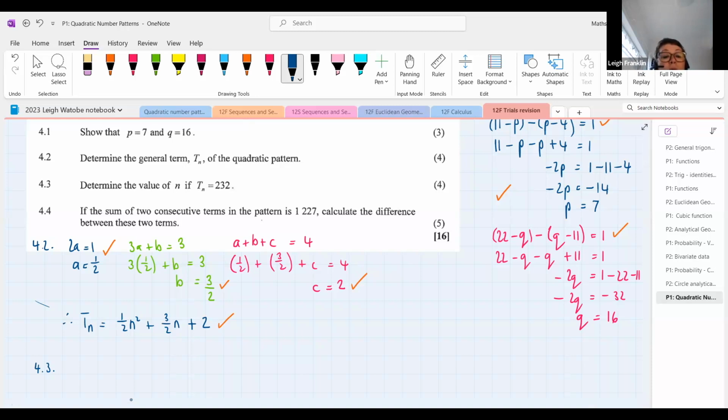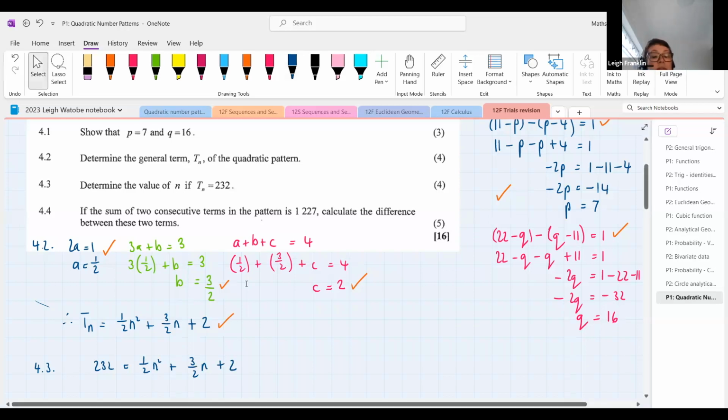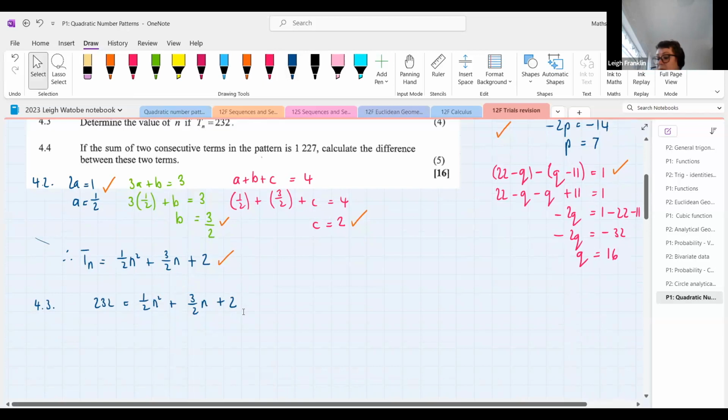All right, so now we're going to take this 232, which is our Tn, and we're going to make it equal to half n squared plus 3 over 2n plus 2. What's the easiest thing for me to do now in my second step? What should I try and do? What would you guys do?